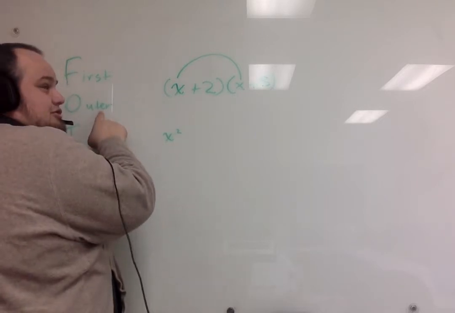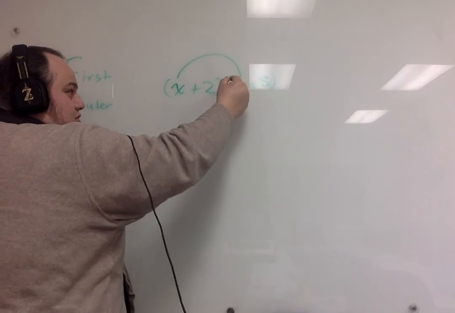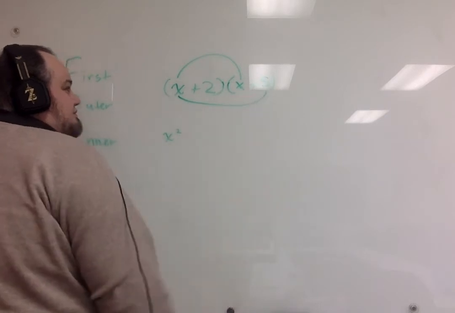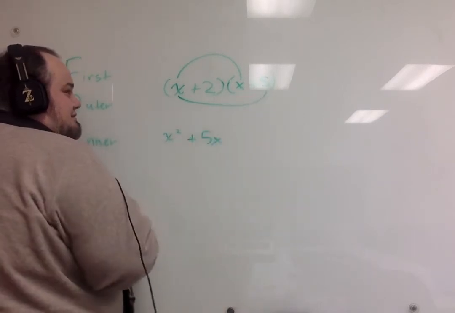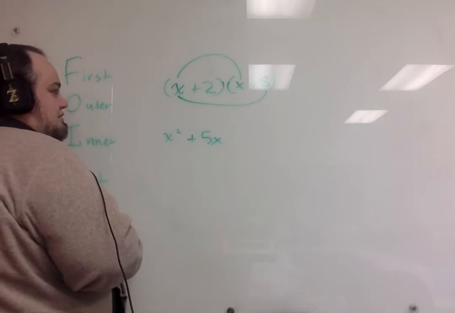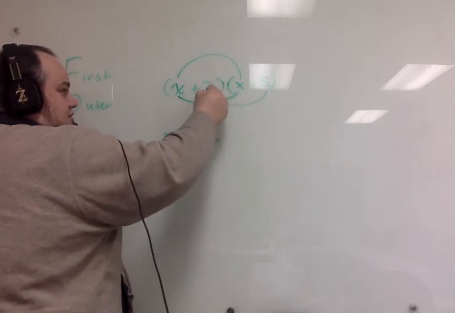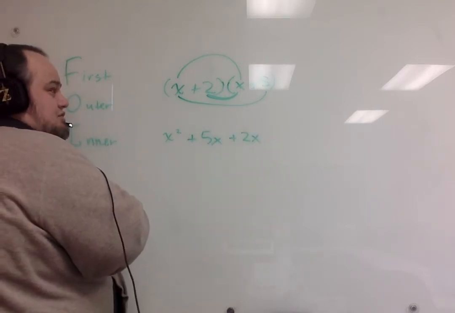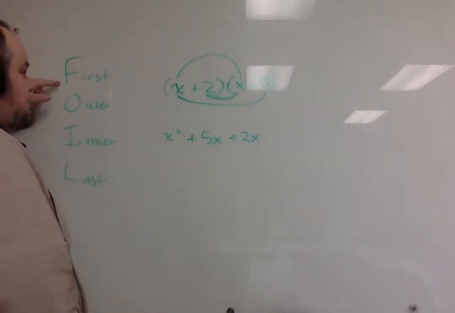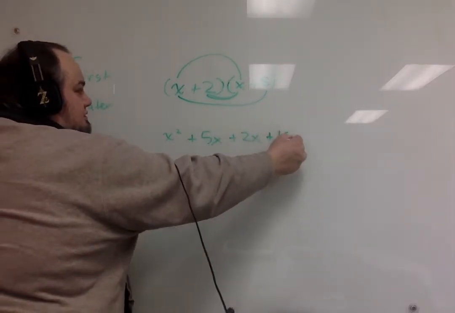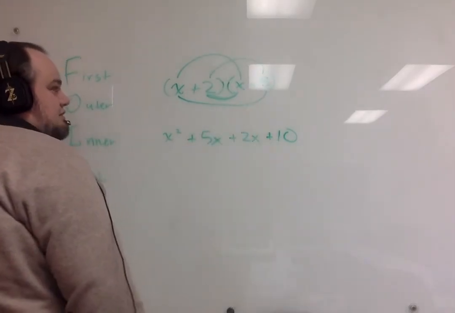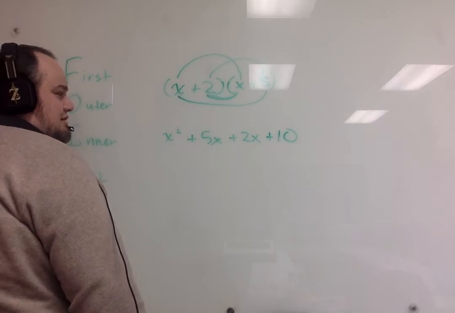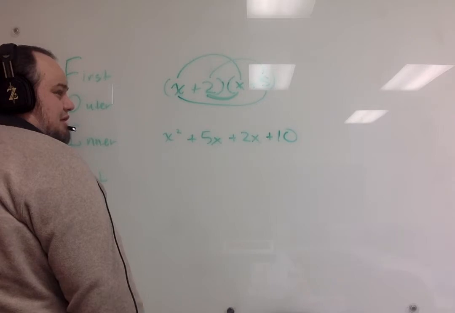And then it says the outer two terms. So if we're looking at this thing as a whole, then the two terms on the outside. So these two. So plus 5x. And then the next one is the inner two terms. That's the 2 here. So plus 2x. And then it says the last term in each. So we have the first term in each and the last term in each. So 2 times 5.